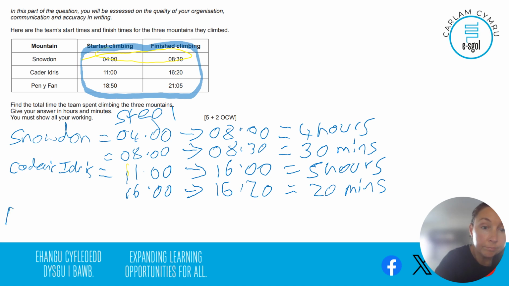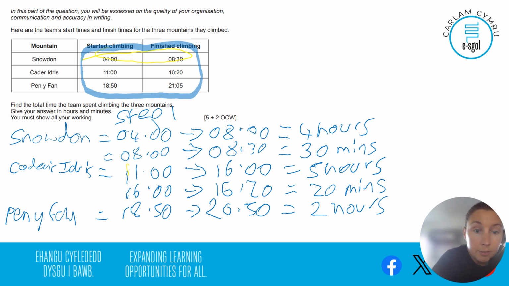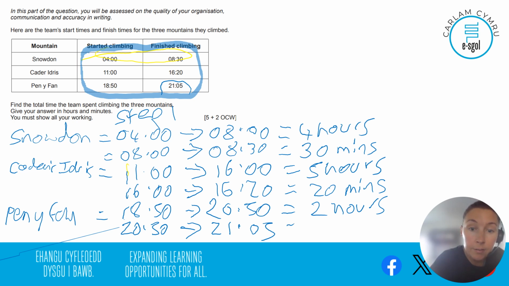And lastly, Pen y Fan. So they started at 1850, finished at 2105. So to round it off, we need to finish the counting at 2050. Okay, so that means that's 2 hours. Then lastly, we write 2050, and what it says in the table there, 2105. So we put 2105 there. Now we can work out that that is 15 minutes. So that's your step 1.